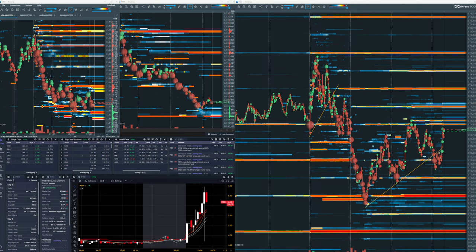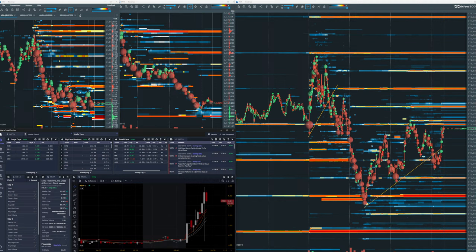Traders, I took a long on Meta just right now at 517.75. I'm going to explain why. Meta. And also, I'm going to bring it over here back on Bookmap.